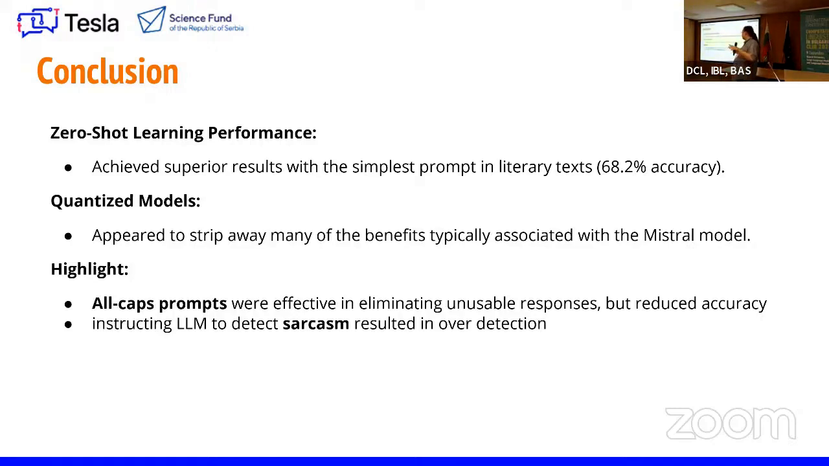All caps prompts were useful in reducing errors, but they also reduced accuracy drastically. Instructing the LLM to detect sarcasm, notably in chain of thought, has induced over-detection of sarcasm. It tended to find sarcasm everywhere. And also, inducing a more complex role, like professor, has improved results with the chain of thought, but decreased them with a simple prompt.